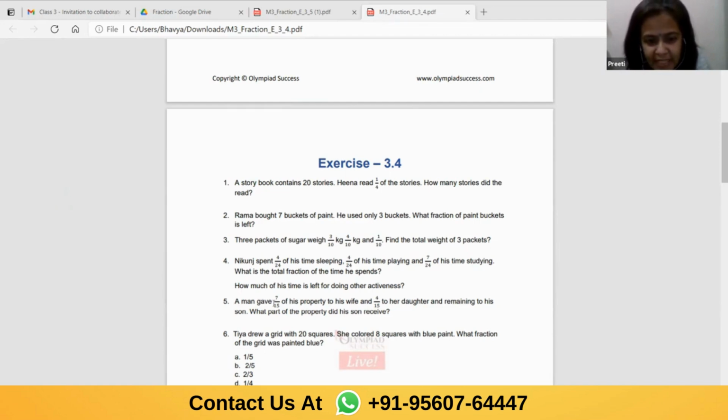A man gave 7 by 15 of his property to his wife, 4 by 15 to his daughter, and the remaining to his son. So what part of the property did the son receive? Please tell me, Ishan, how can I do it? Ma'am, we will minus 7, 4.